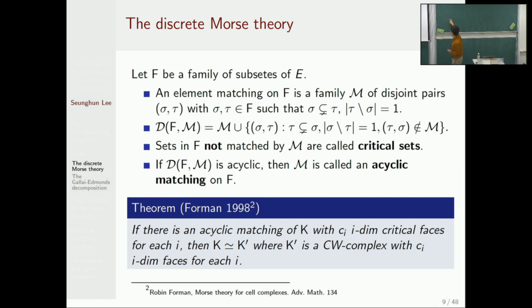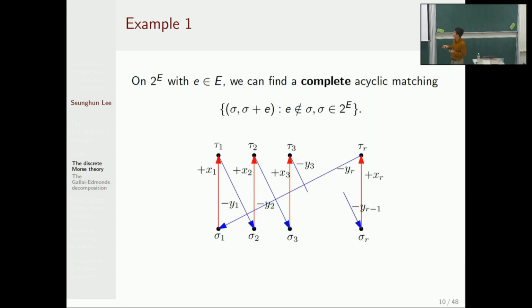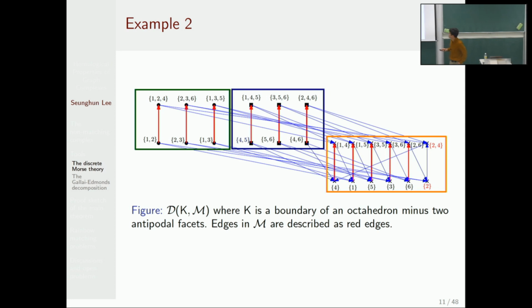So initially, we just consider the Hasse diagram where all the edges are directed downwards, but we reverse the direction for edges in M. So maybe I can show this example. So DKM is the orientation of the directed graph. DKM is considered as directed.